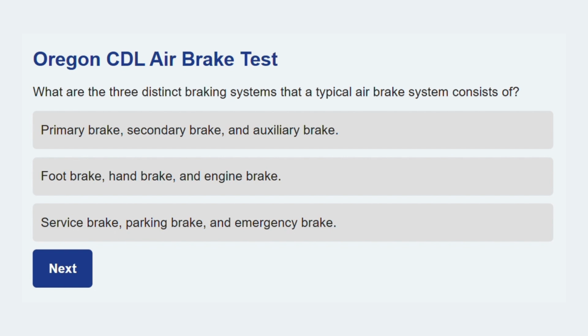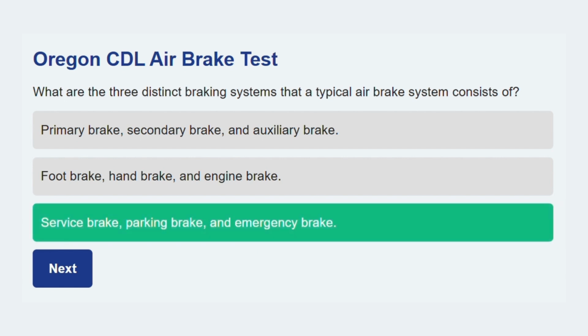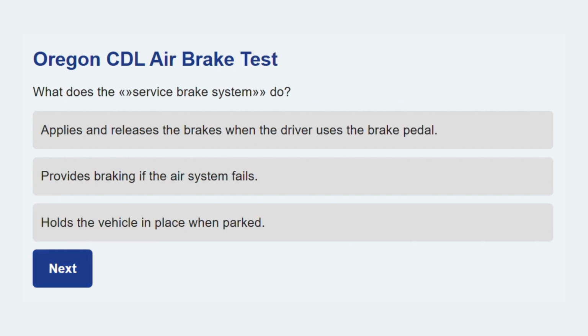Let's move on. What are the three distinct braking systems that a typical air brake system consists of? Service brake, parking brake, and emergency brake. These three systems work together to ensure complete braking capability.